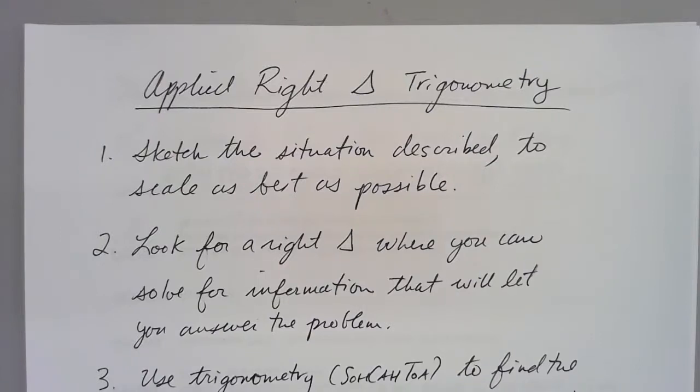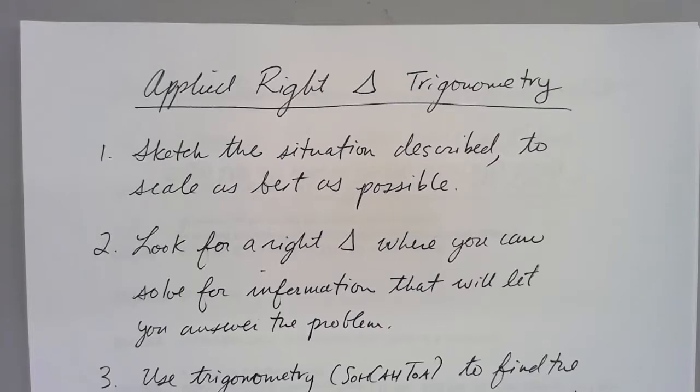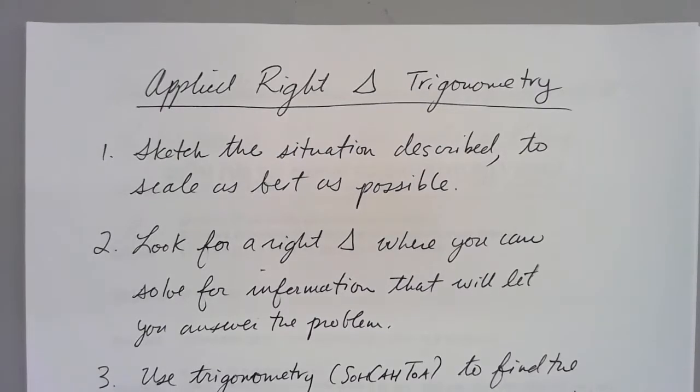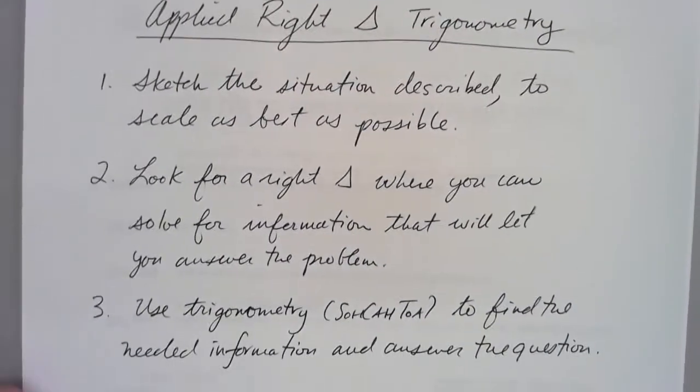In this lesson, we're going to look at how we can apply right triangle trigonometry, or if you prefer, SOHCAHTOA trigonometry, to applied situations or story problems, rather than ones where you are simply given a triangle and asked to solve for a missing angle or a missing side. So I'll give a summary of the steps I'm going to be following here.